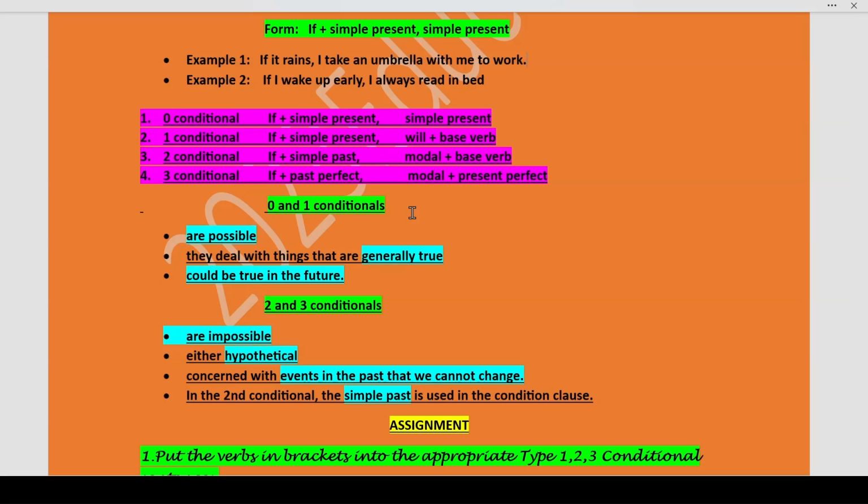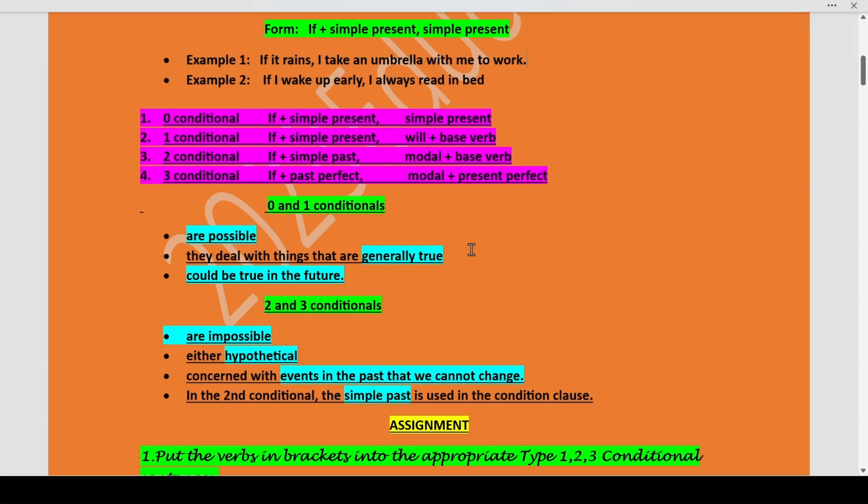They deal with things that are generally true and could be true in the future also. Whereas 2 and 3 conditionals are your hypothetical or impossible situations, which are concerned with events in the past that we cannot change. And one thing to remember, students, is that in the second conditional, the simple past is used in the condition clause. So, based on this, let us go over to your assignment.